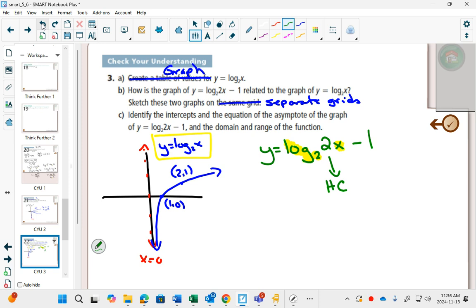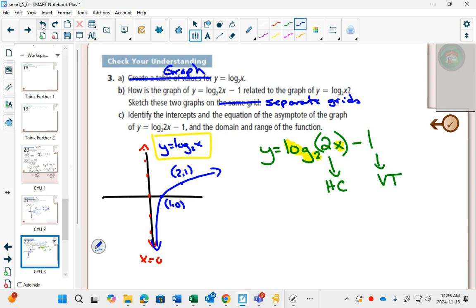The minus 1 is after. Sometimes you'll have brackets here to really show that it's only the 2x that's inside the logarithm. So this 1 is going to be a vertical translation. We're going to go 1 down.